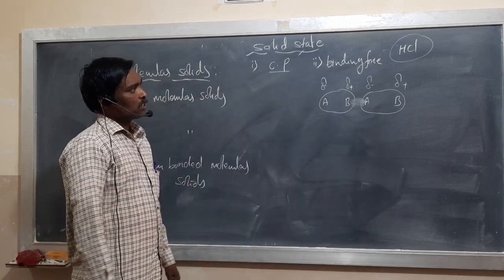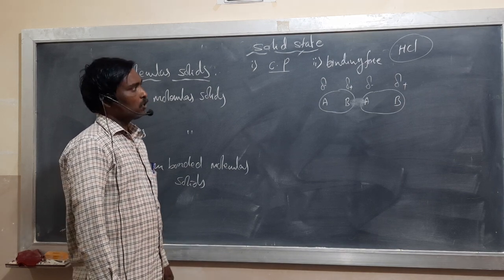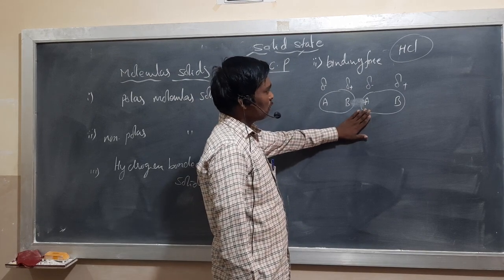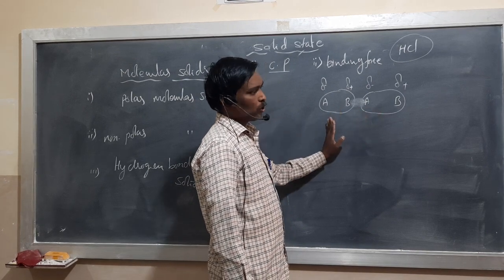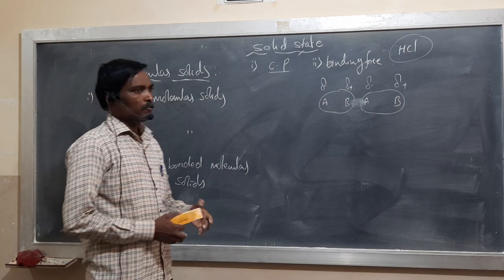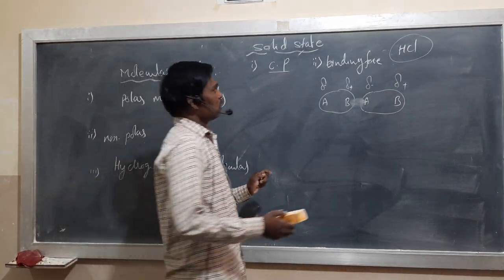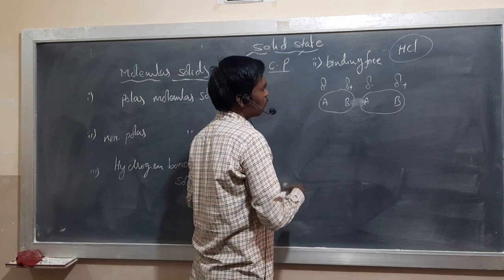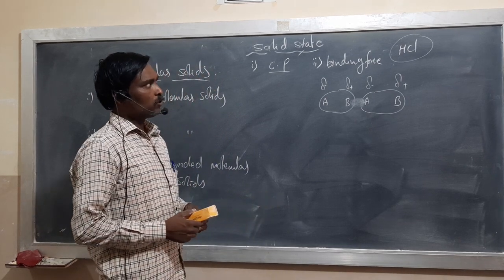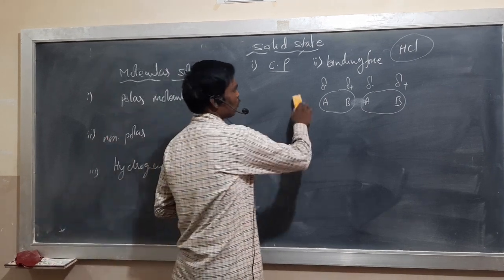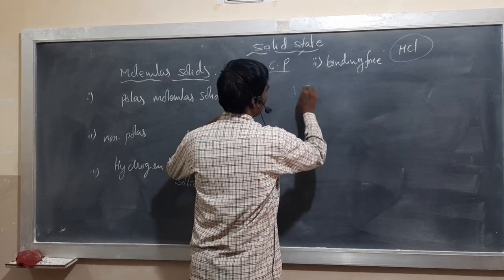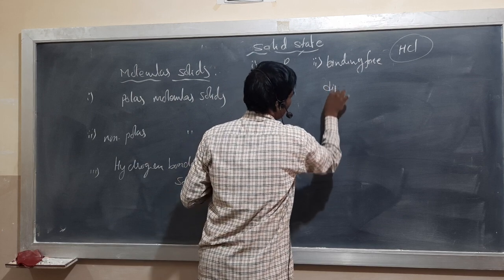That force of attraction is called a weak van der Waals force of attraction, which is present between the two polar molecules. We call that force a dipole type of force, which we already learned in first year. The force of attraction present between two dipole molecules is called a dipole type of force. It is one type of weak van der Waals force which binds the two dipole molecules, and therefore the binding force in polar molecular solids is the dipole type of force.